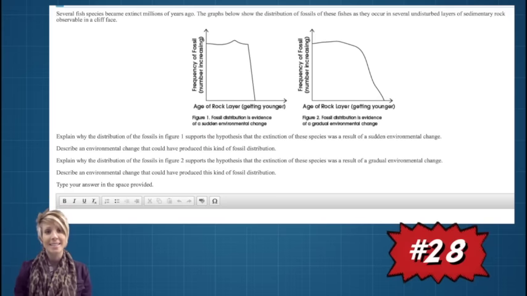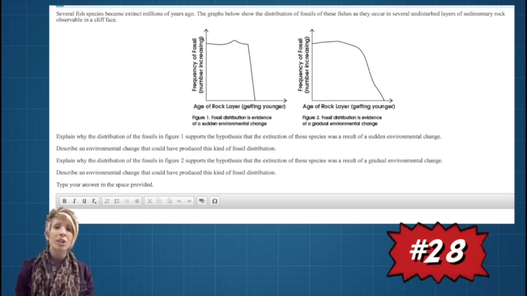Number 28. This says several fish species became extinct millions of years ago. The graphs below show the distribution of fossils of these fishes as they occur in several undisturbed layers of sedimentary rock observable in a cliff face. So let's analyze these two graphs here first.